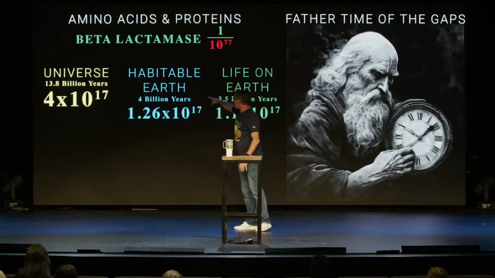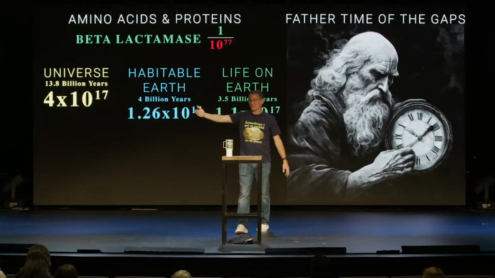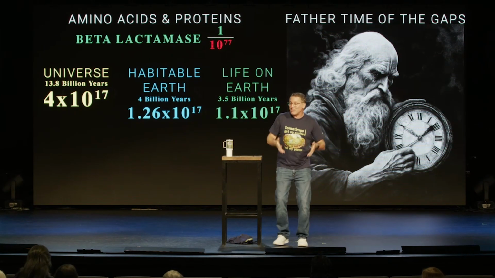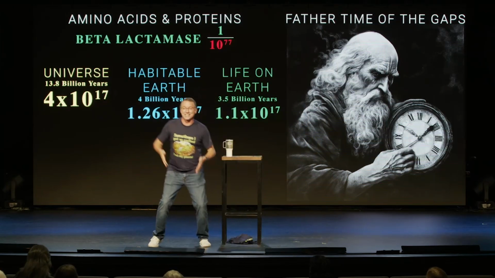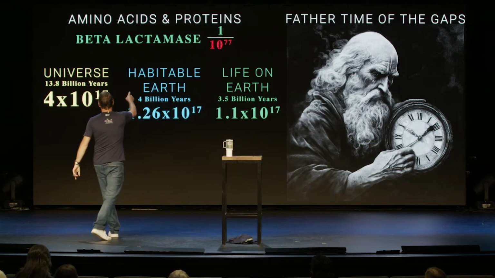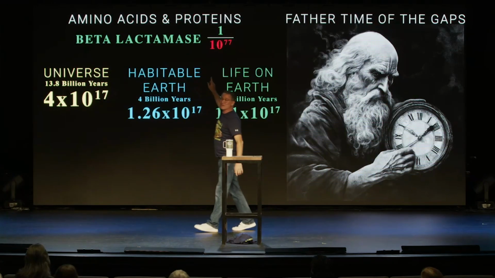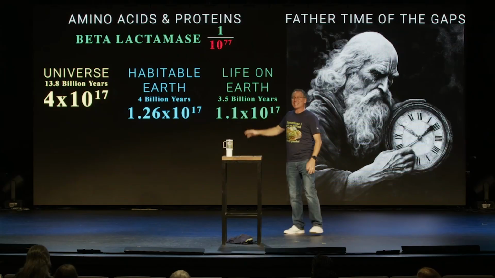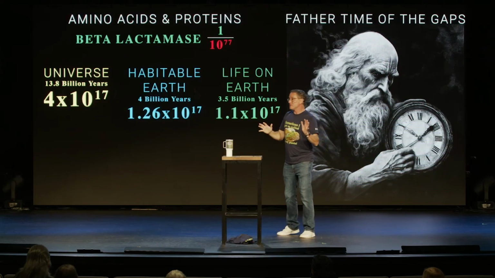That's only 10 to the 17 seconds in the entire universe. In other words, if you tried a different combination of amino acids every second, you'd need 10 to the 77 seconds to get one beneficial combination. There's only been 10 to the 17 seconds in the entire universe. But that's not the Earth.